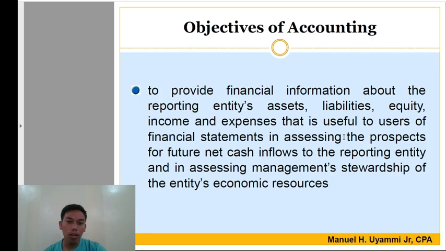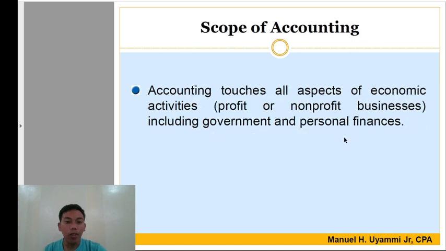For example, we invested in a business and gave capital, then you look at the report to see whether you are earning or not. So you use the financial report to assess how management takes care of the money or capital we gave to the business. These are the objectives of accounting.